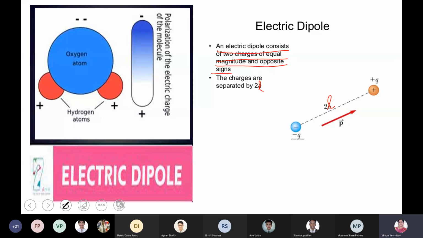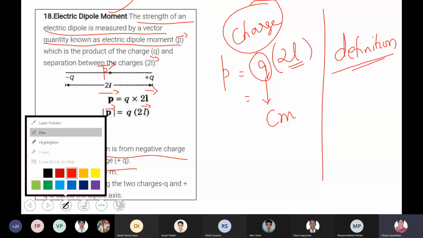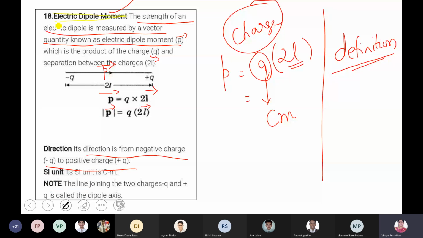Now look at this, boys. The strength of an electric dipole, to what extent the molecule can be polarized, that is what the strength of an electric dipole is measured by a quantity called electric dipole moment. If at all you have a numerical, in all these cases, this is very important. Please start writing.